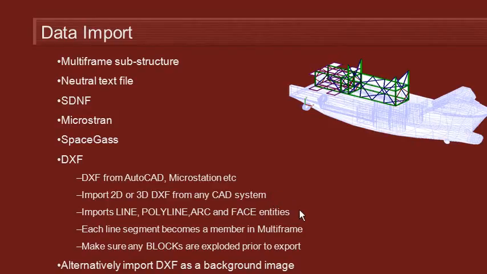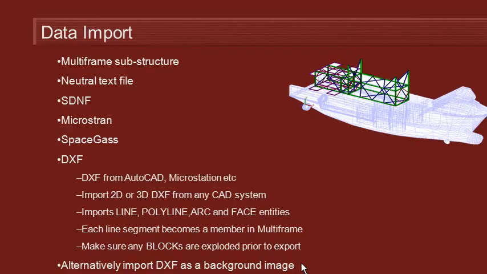You do need to be aware of the data types that Multiframe supports. You can import line, polyline, arc, or face entities from the file. If you have polylines that contain arcs, you should first break the polyline up into a series of lines and arcs before importing it. Each line segment in the DXF file becomes a member in Multiframe, so you should ensure that the lines in the files touch accurately at the ends so that they'll be joined together once they come inside Multiframe. If you do have any blocks inside the DXF file, you should be sure to explode them before you import them into Multiframe.